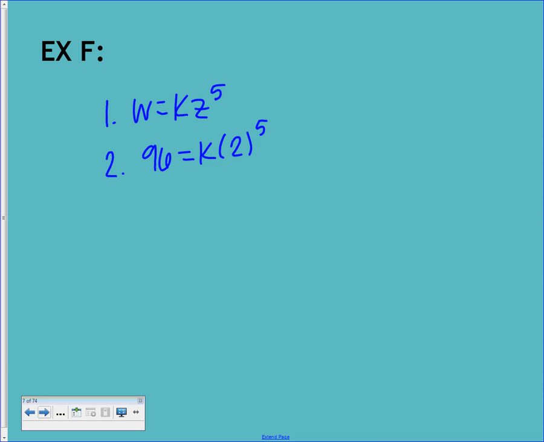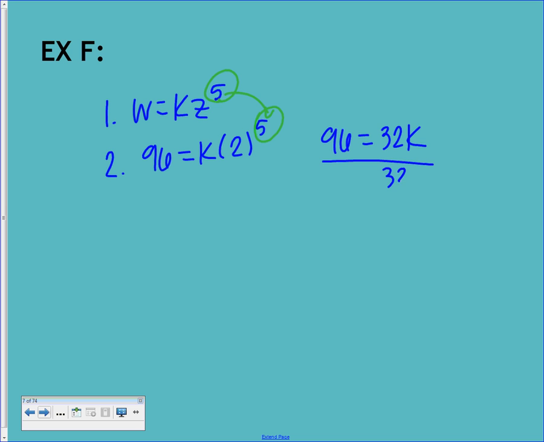Please remember to carry down this 5th power. There's a 5 there, there's a 5 here. That's going to be your number one most common mistake. Remember to carry your exponent. So that's going to give me 96 equals 32k.